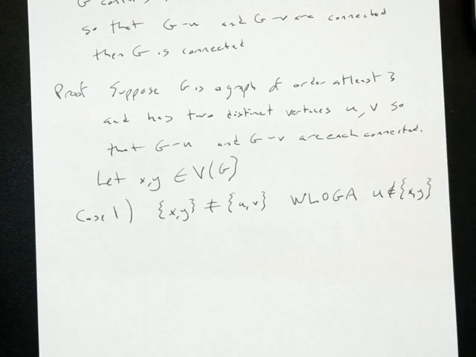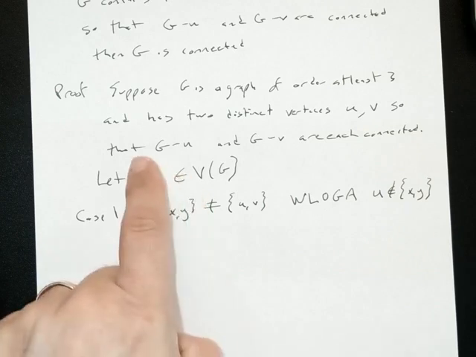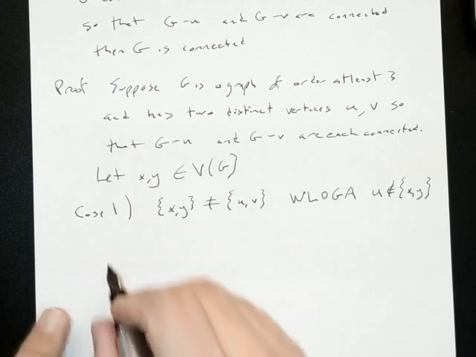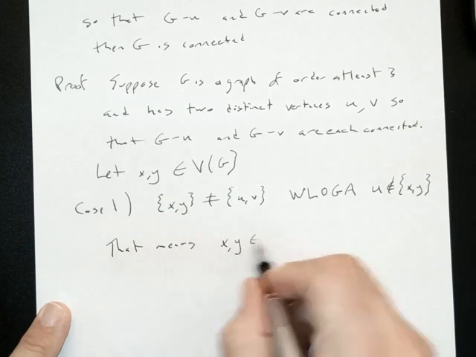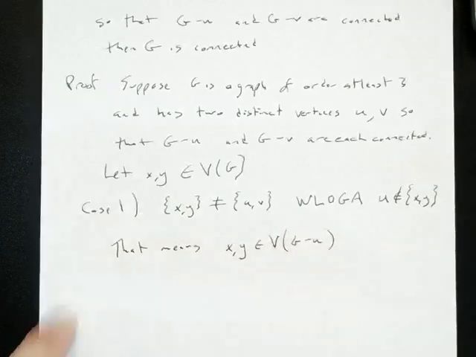Well, then wait a minute. I know that X and Y are both part of a different graph that's already listed up there. If U is neither X nor Y, then X and Y are 2 vertices in the graph G take away U. What does that mean? What information does that give me that is beneficial at this point?